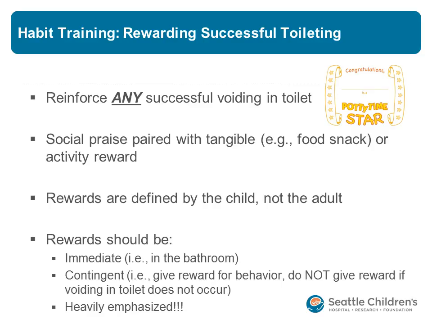And again, the rewards need to be immediate, so happening right there in the bathroom. The rewards need to be contingent, meaning you give the reward every single time if any kind of voiding happens, and you do not give the reward if the voiding doesn't happen. So although they might have done a really good job coming in and sitting on the toilet, you can't give them that reward unless they voided, because they're not going to learn what the expected behavior is.